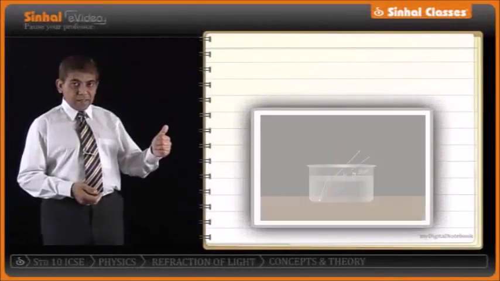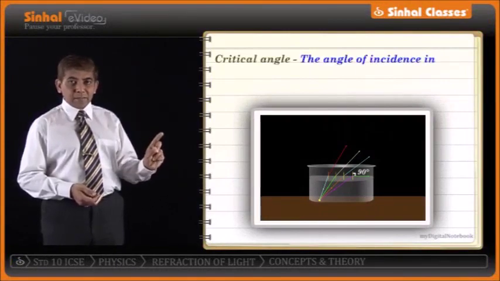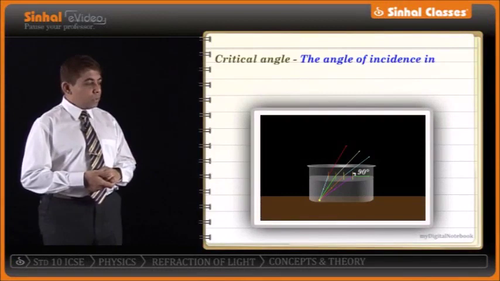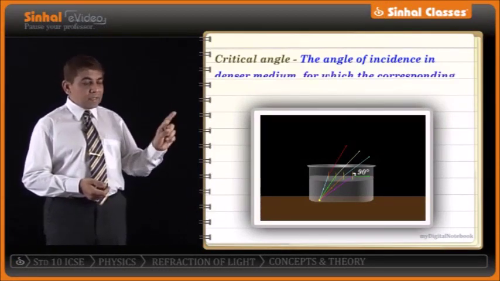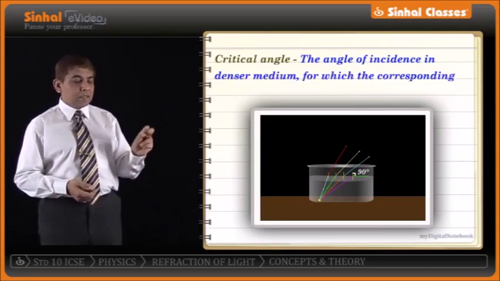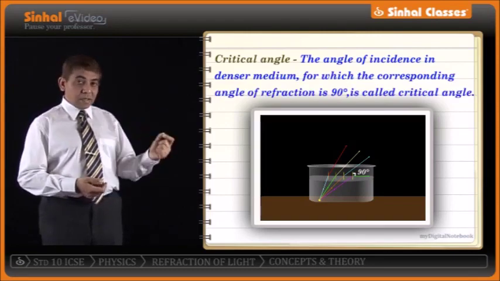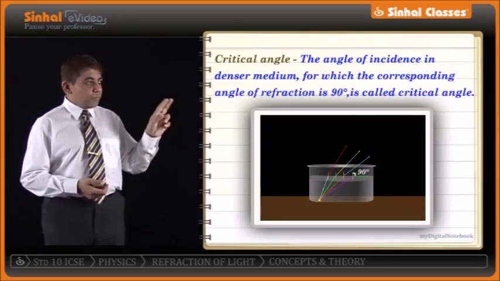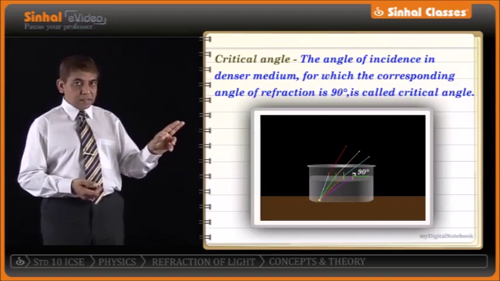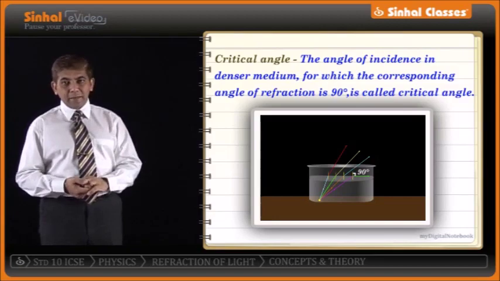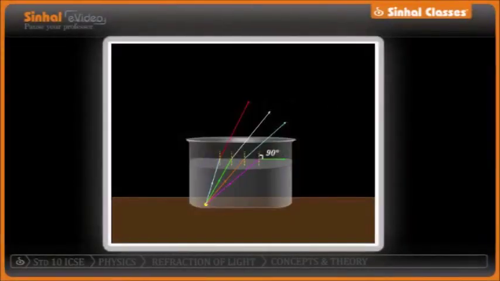So I define critical angle in this case as that angle of incidence, that is, with ray 4, for which the corresponding angle of refraction in the denser medium is 90 degrees. That angle of incidence for which the corresponding angle of refraction in the denser medium is 90 is called the critical angle. Again, this angle is very important. What is the physical significance of this?